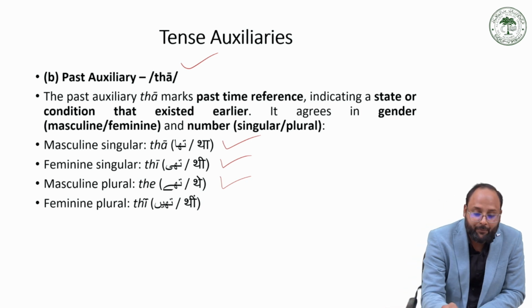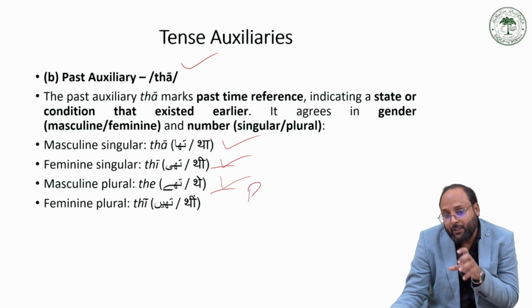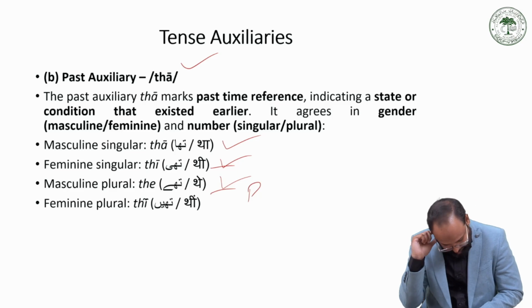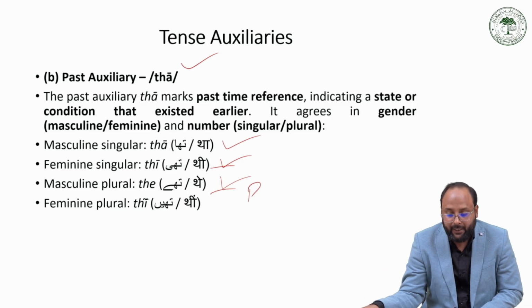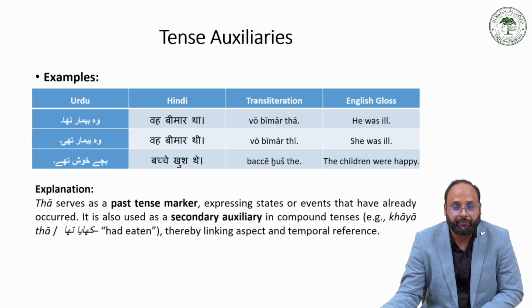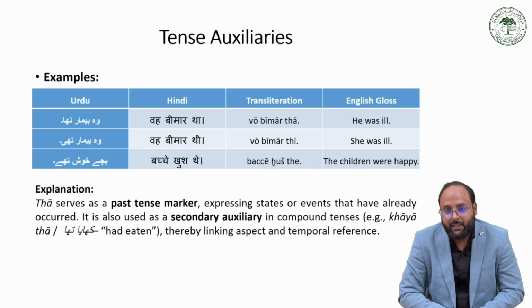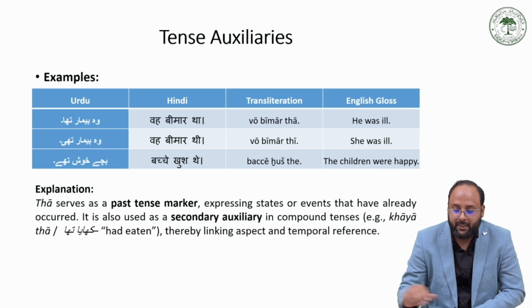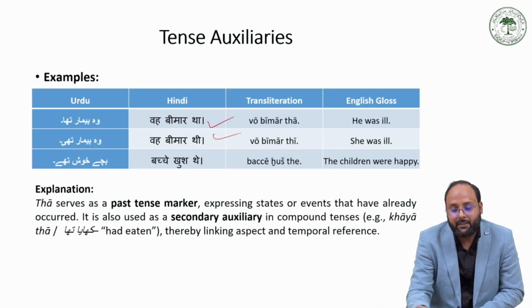For masculine plural, it is the. But for the singular, in terms of honorificity, we are also using the. Like आप वहां थे. आप खेल रहे थे. या आप पढ़ रहे थे. So for the singular honorific case, we are also using the. So here we have the sentences वो बीमार था, वो बीमार थी and बच्चे खुश थे. So that is singular masculine, that is singular feminine, and that is the plural.